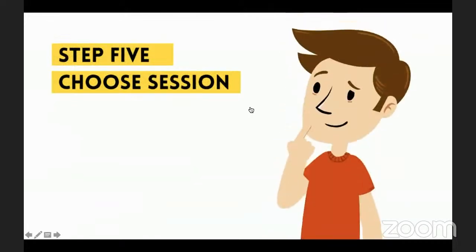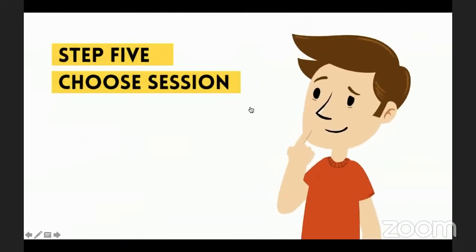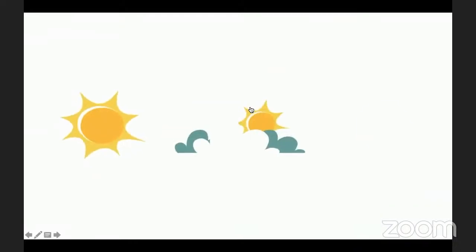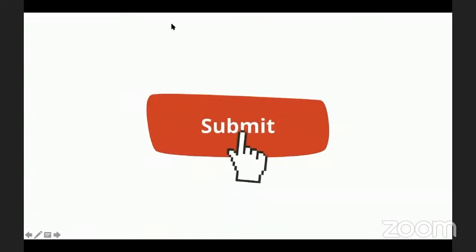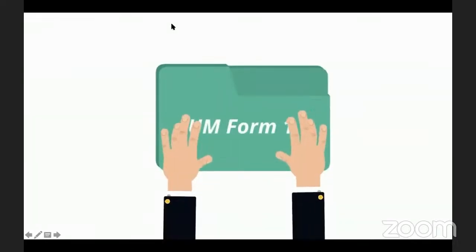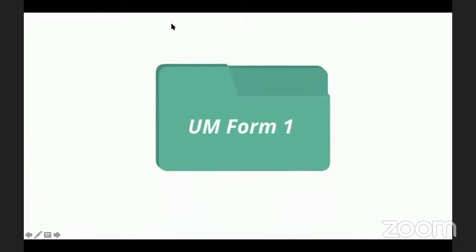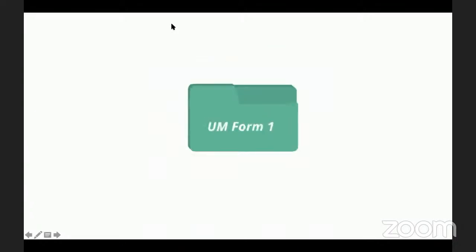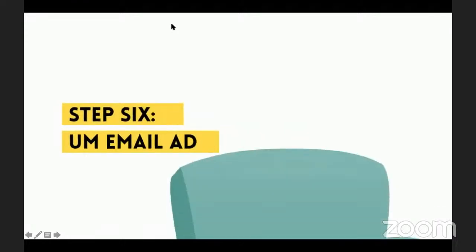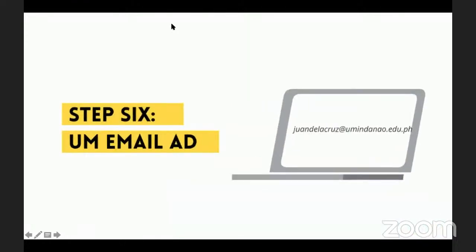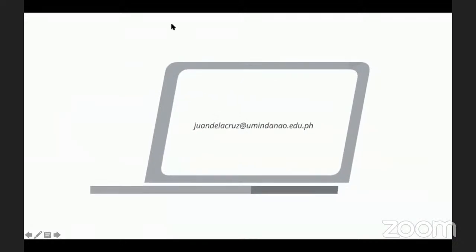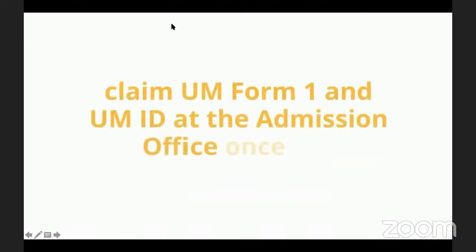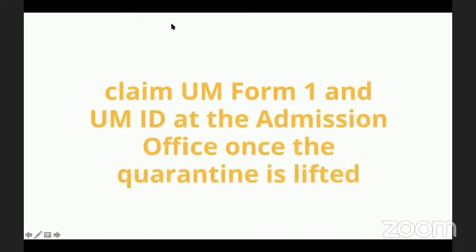Step 5. Choose your desired session if you'd like to take classes in the morning, afternoon, or the evening. Submit your choice and get your certificate of matriculation or the Form 1 to proceed to the last step. Step 6. Wait for issuance of your email address through the email stated in your SGIS. Finally, claim your UM Form 1 and ID at the admission office once the quarantine is lifted.